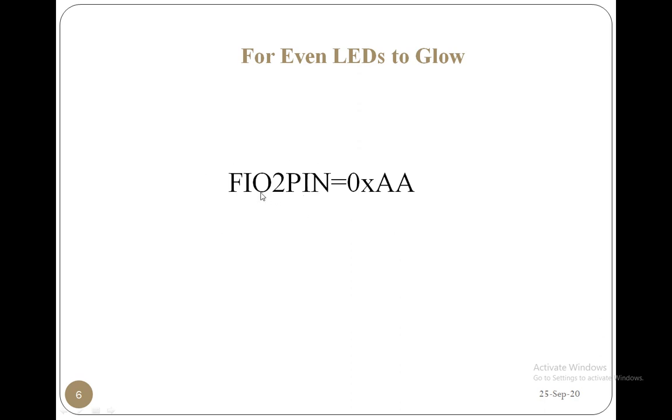So this is the register, right? FIO2PIN means fast input output pins. To pins 0 to 7 I am giving the data as 0 1 0 1 0 1 0 1 using this command. So right now we are activating the LEDs, right? That's it. Now the LEDs will glow. The even LEDs will glow, right?